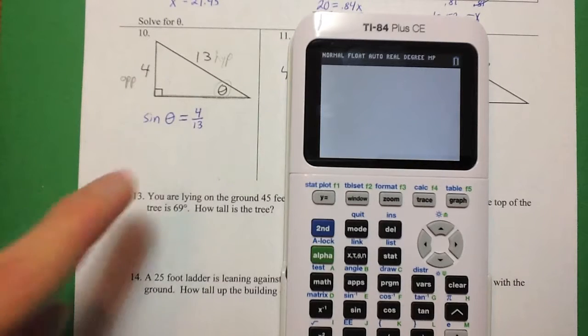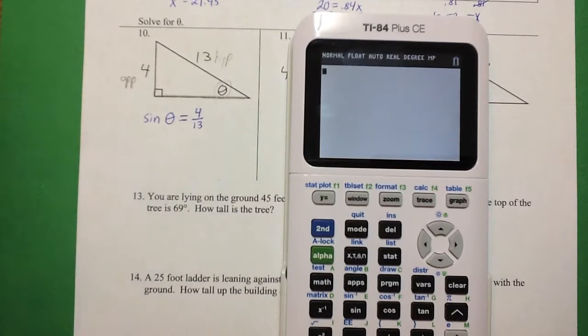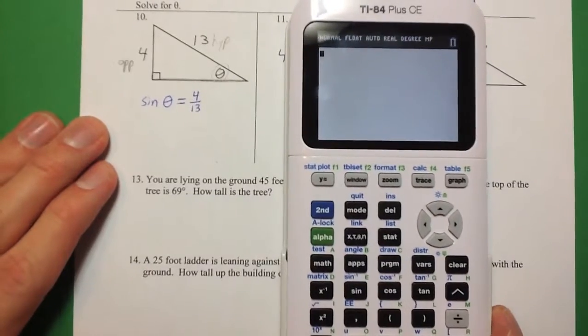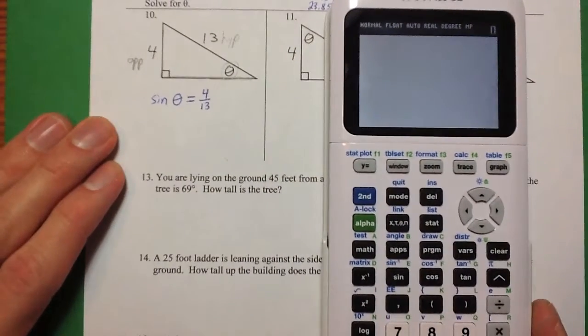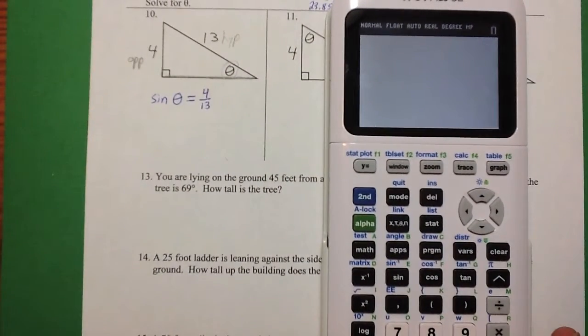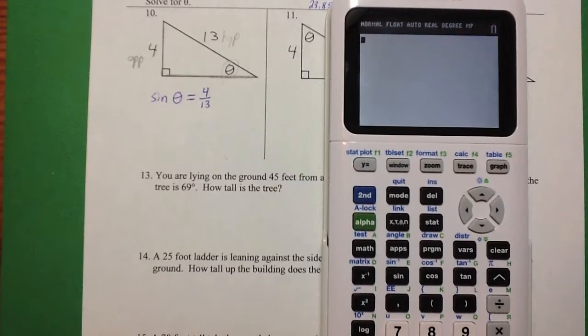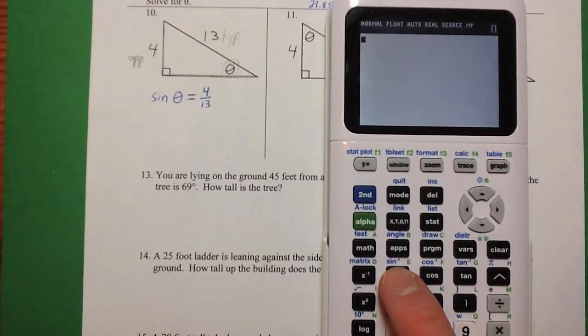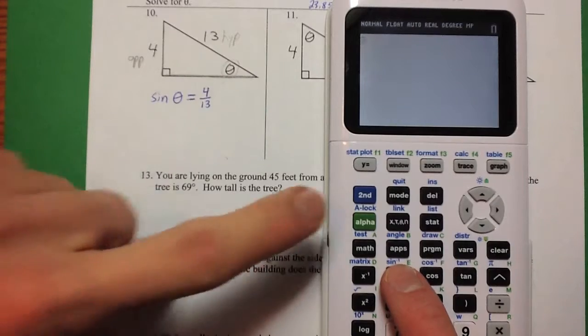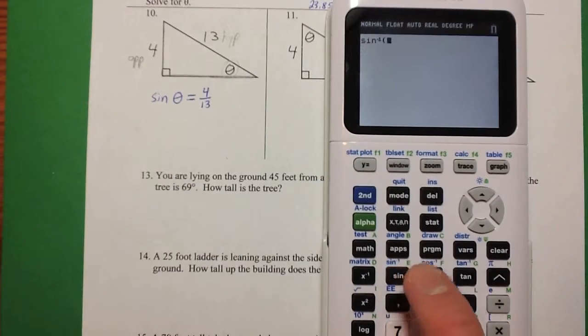So what we're going to do is find that by doing the opposite of sine, what we call the inverse of sine. Some people call it arc sine. It's often called that, but I'm going to call it inverse. It's the same idea. And it's this. It's the sine button, but see that little sine to the -1 power? You hit second and sine, and it pulls up that.